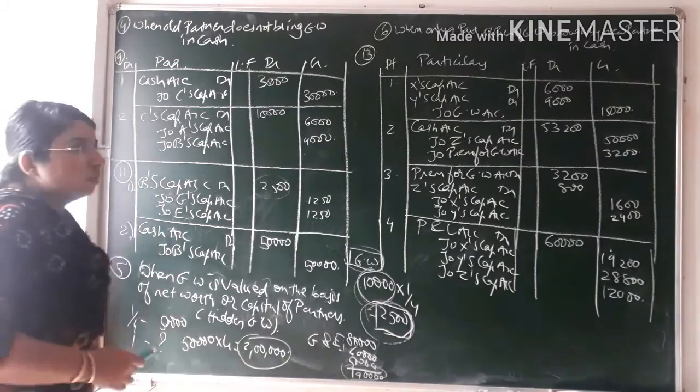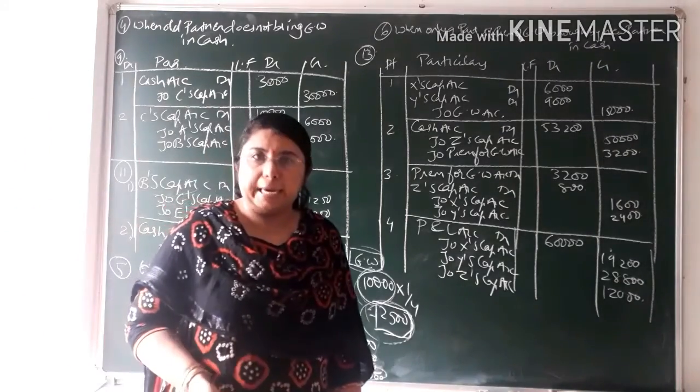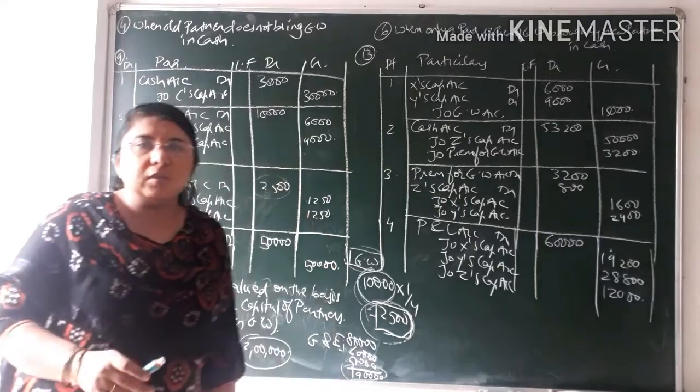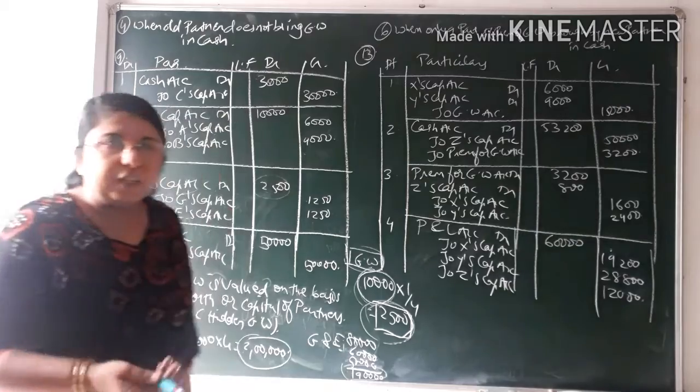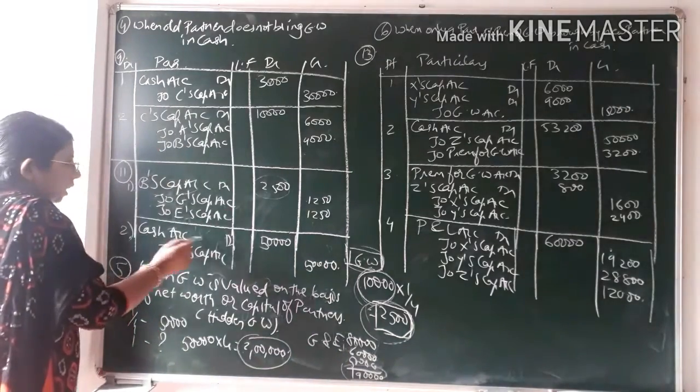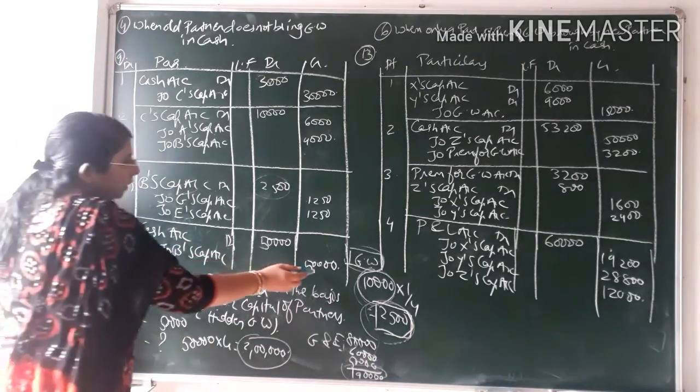Now the second entry is that he is bringing the amount of capital in cash. How much is the new partner bringing? You can see in the question that he is bringing 50,000 capital in cash. So a very simple entry when he is bringing the capital in cash: cash account debit to B's capital account credit, that is 50,000.